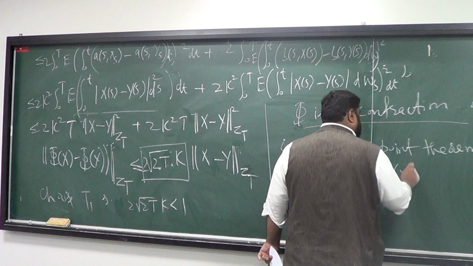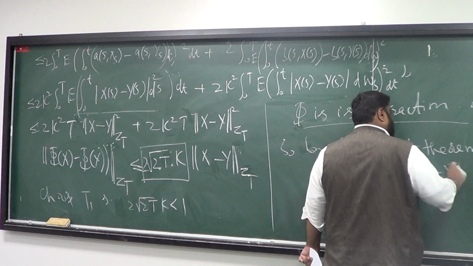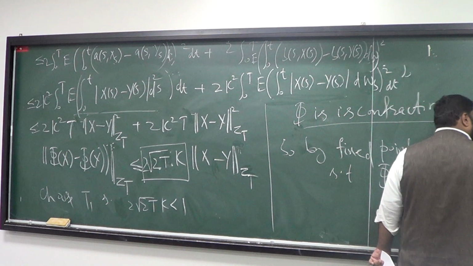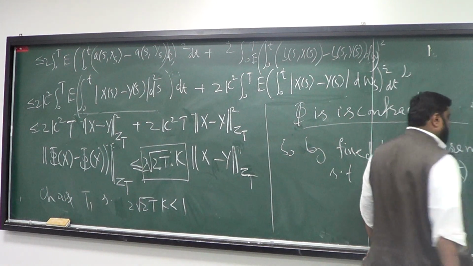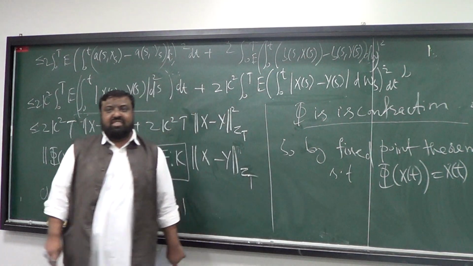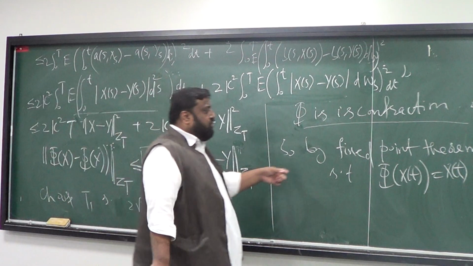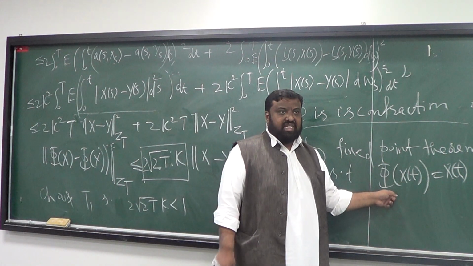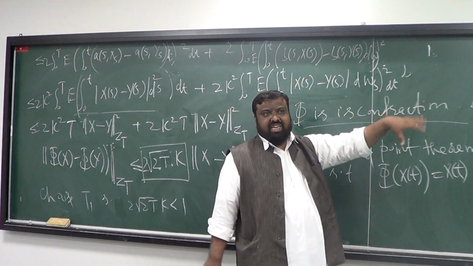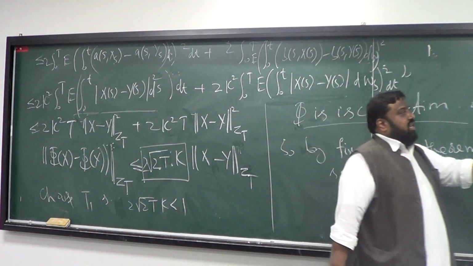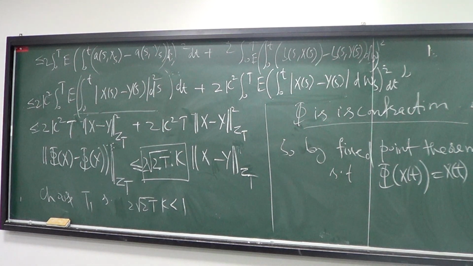phi of x of t is equal to x of t for all t between 0 and t1. So that's really a solution of the SDE. Would that be unique? You're going to have uniqueness for sure, because the fixed point theorem also gives you unique existence of such a point. I'm not getting into step 4 as well, because step 4 explicitly shows that the solution must be unique.